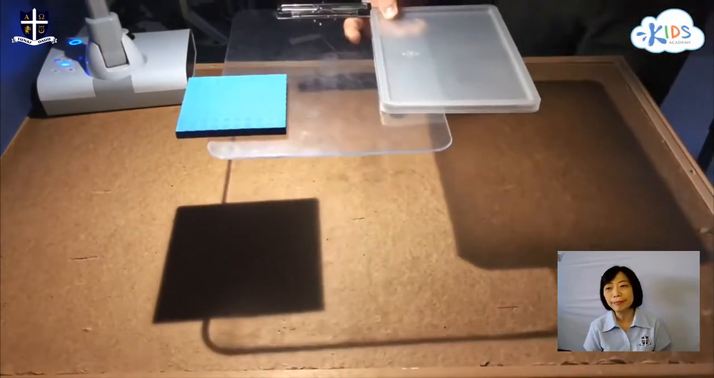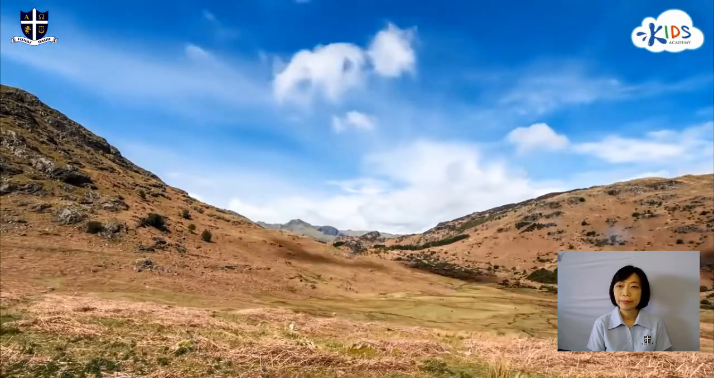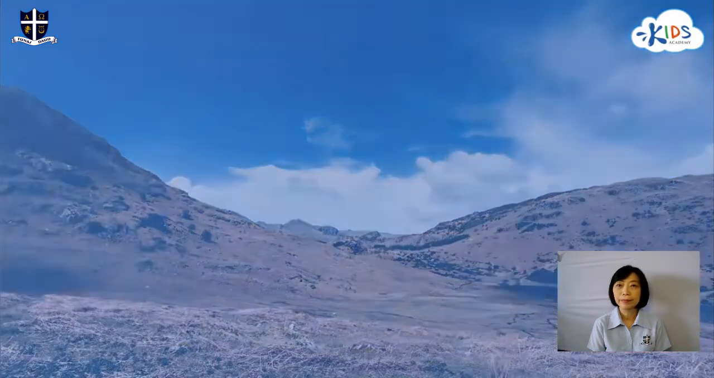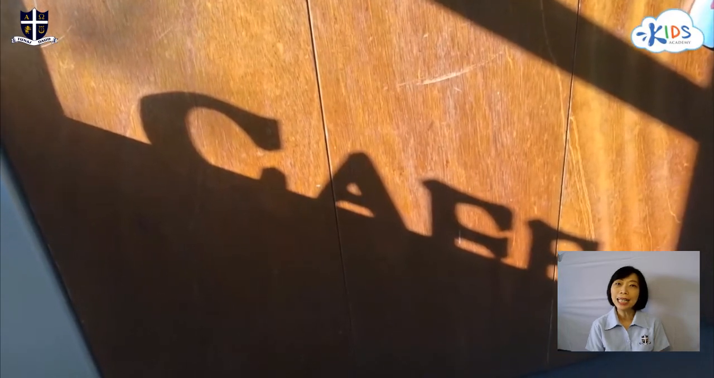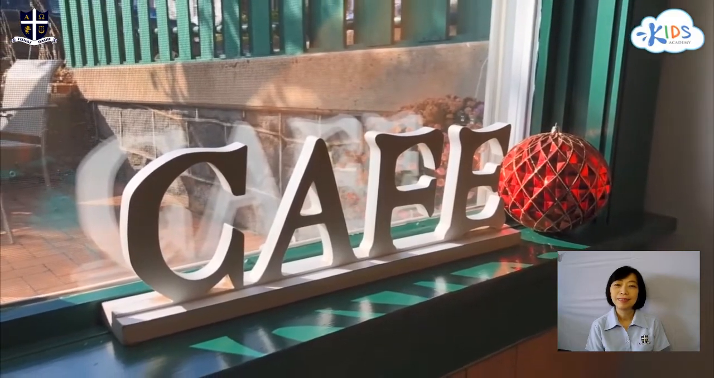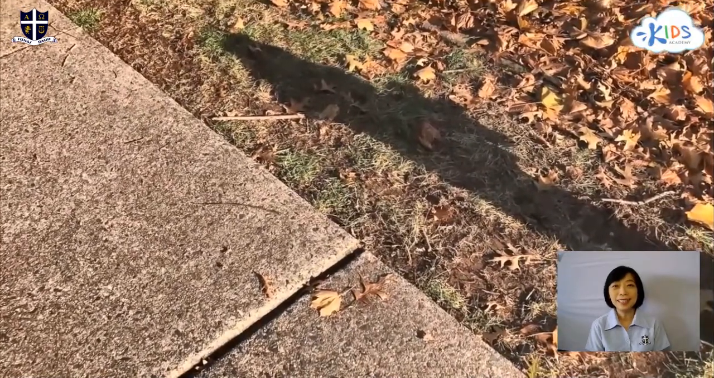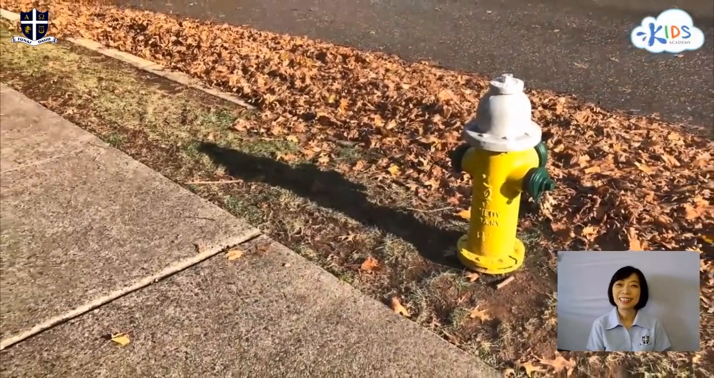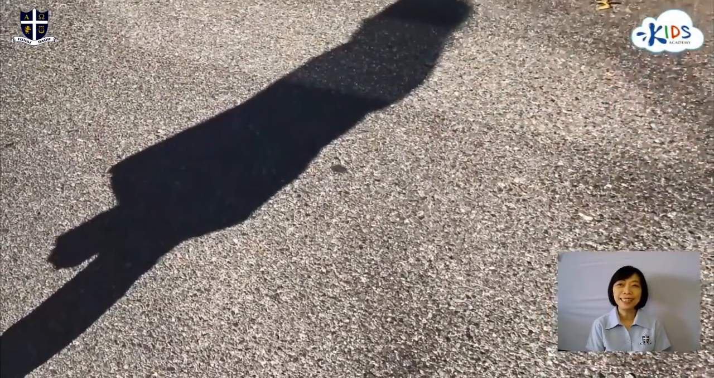As sunlight comes down to Earth, sometimes it gets blocked by clouds. The clouds will make shadows like this. Try and guess the objects that made these different shadows. This shadow here was found in a restaurant. It's created by these wooden letters. This shadow is created on a curb near the road. It's a fire hydrant shadow. What about this shadow here? It was made by a little girl.